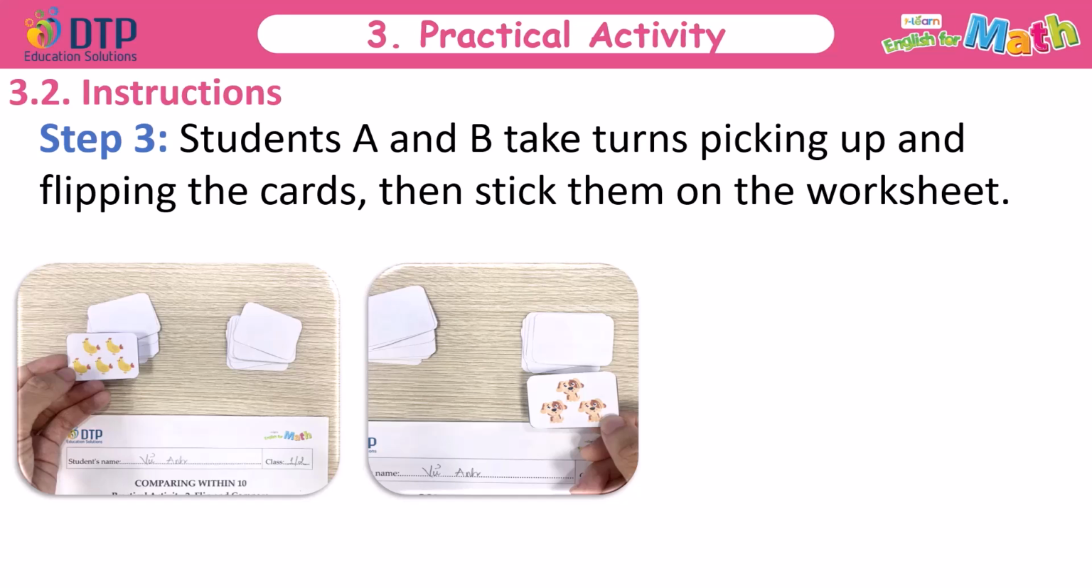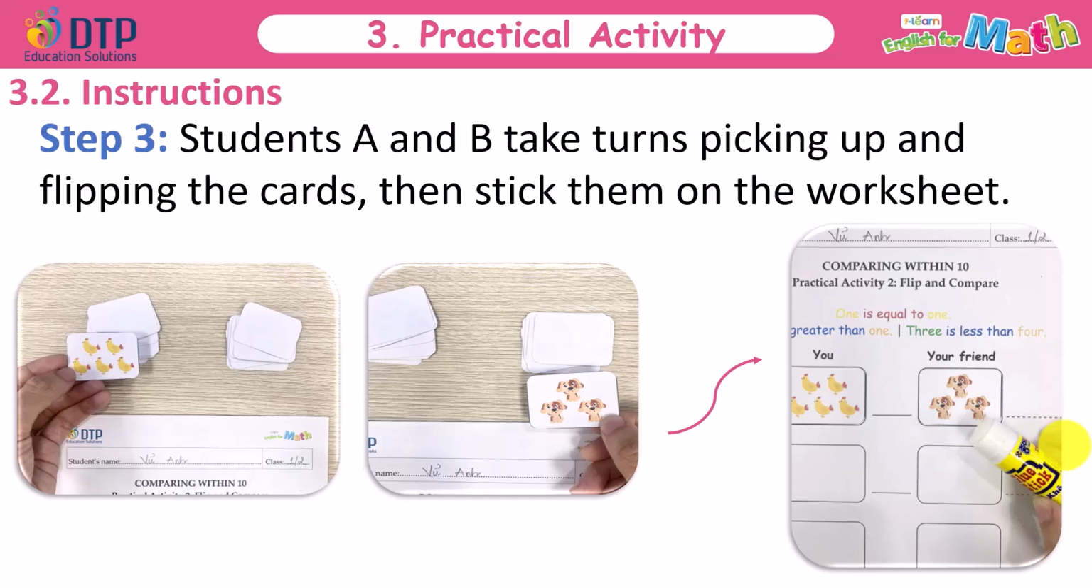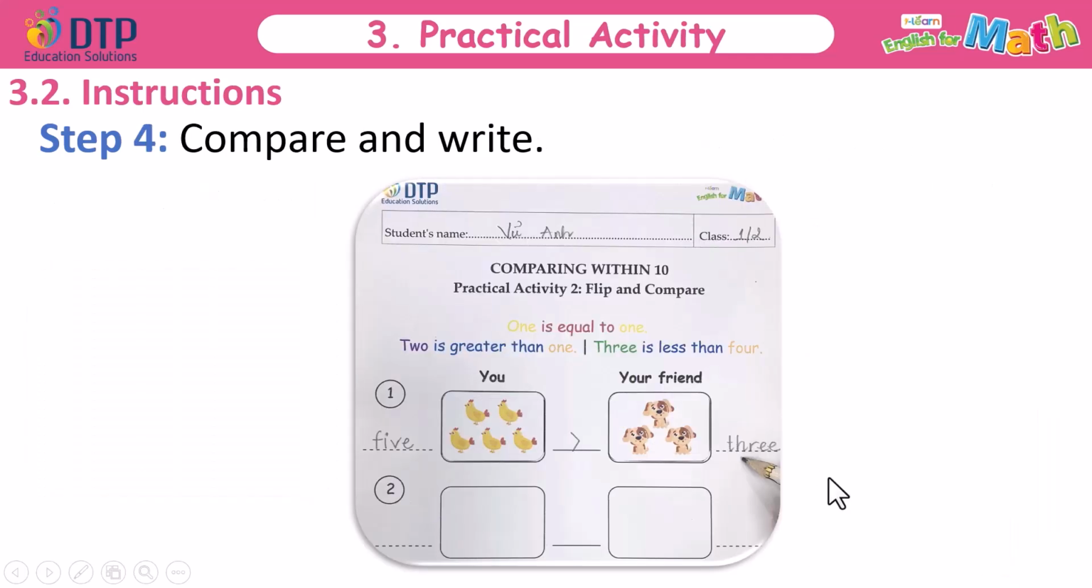For step 3, student A and student B will each have their own worksheets. For each sentence, both students will pick a card from their sets, flip it, and stick it onto their worksheet like this. Please note that they can only stick the cards in the first column on the worksheet, and their partner will stick cards in the second one. Finally, after filling all the boxes on their worksheets with cards, they will compare and write math symbols as well as the words as displayed on the slide.